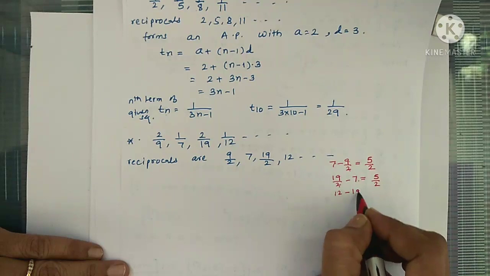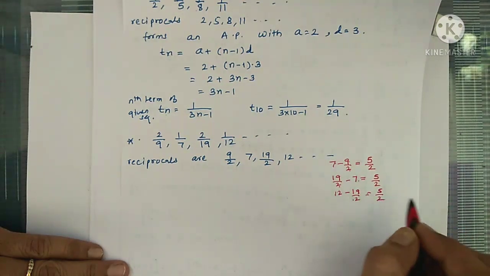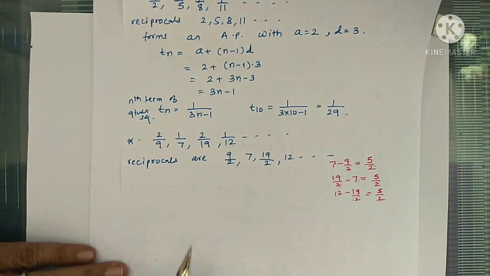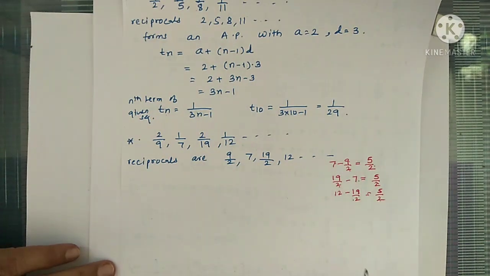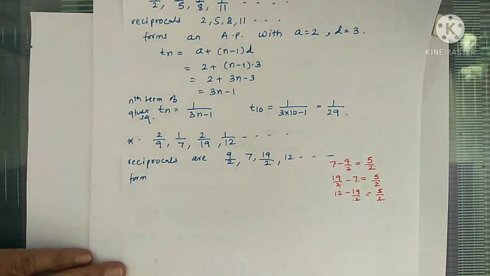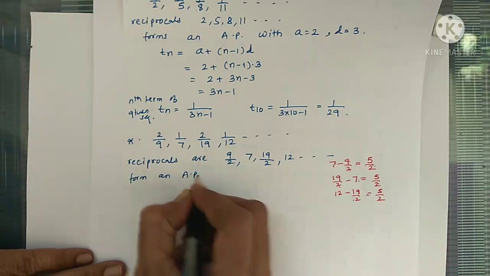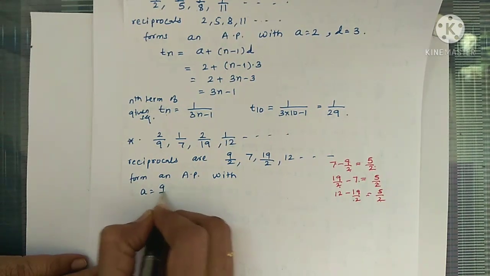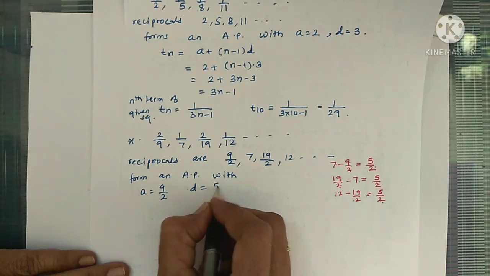Next is 12 minus 19 by 2. It is 24 minus 19, so 5 by 2. So we can see here that the differences of the consecutive terms are the same, 5 by 2. So the reciprocals of the given sequence form an AP. The first term A is 9 by 2 and the common difference D is 5 by 2.